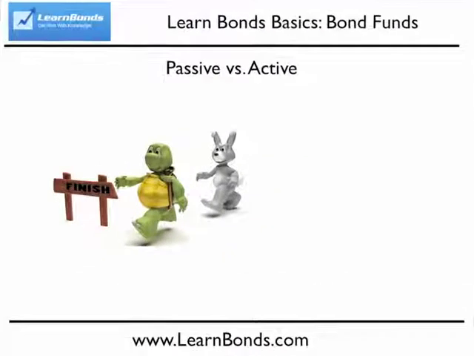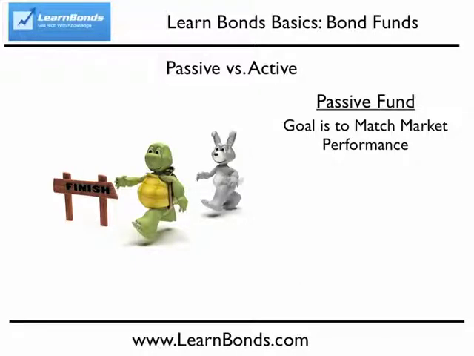Bond funds can be either passively or actively managed. The goal of a passively managed bond fund is to track a segment of the bond market, such as the investment grade or junk bond sector, as close as possible. Passively managed funds are also referred to as index funds.